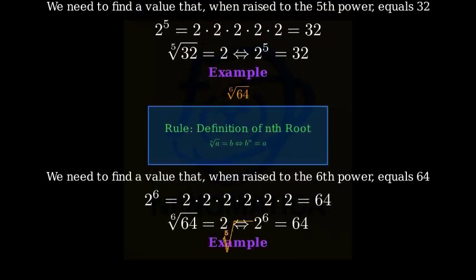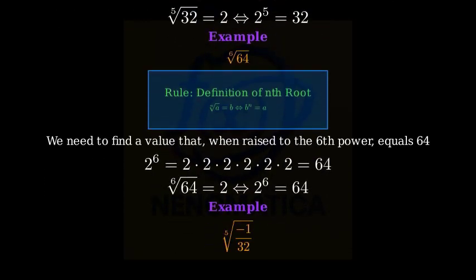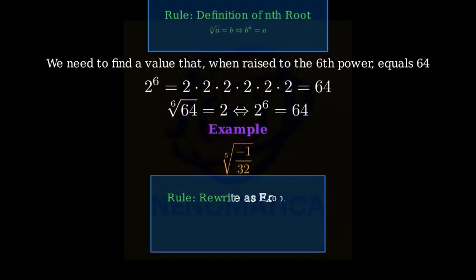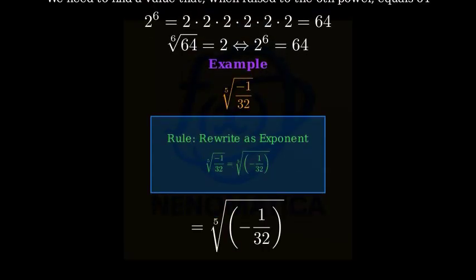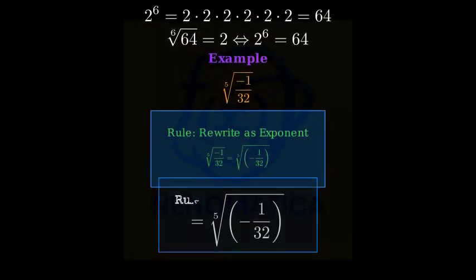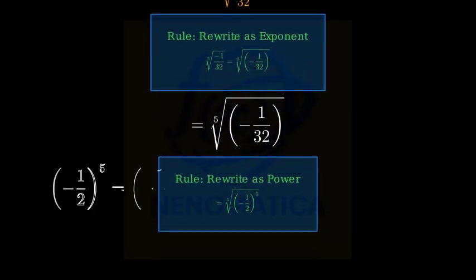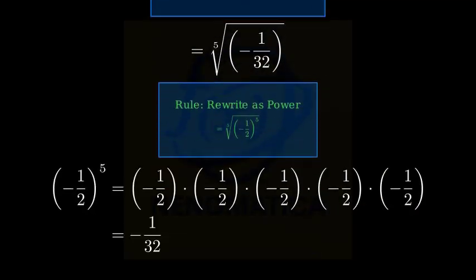Now, let's solve a more complex problem. Find the value of the fifth root of negative 1 over 32. To solve this, we'll need to find a number that, when raised to the fifth power, gives us negative 1 over 32. The key insight here is that this can be rewritten as the fifth root of negative 1/2 to the fifth power. Let's see how this looks.